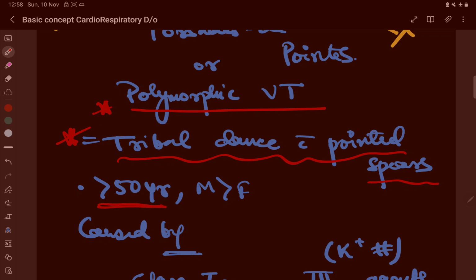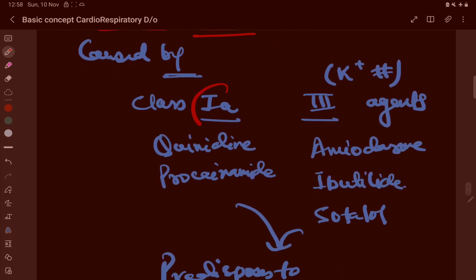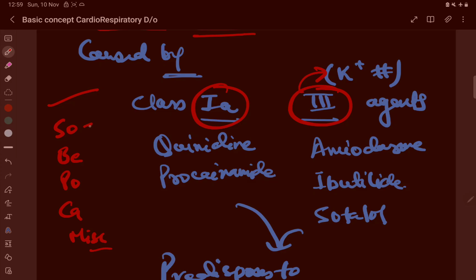Most commonly in more than 50 years and more in male than female. Caused by 1A drugs and class 3 agents. Class 3 agents are the potassium blockers. So when we discuss about sotalol, okay, and miscellaneous, so here in classification, it's the sodium blocker, second is the beta blockers, the third is the potassium channel blockers, and fourth is the calcium channel blockers.